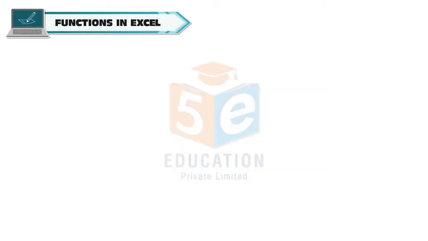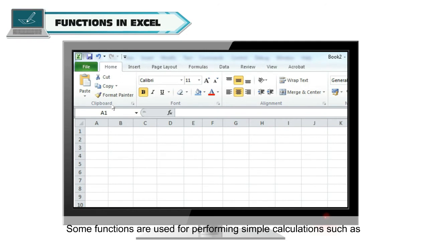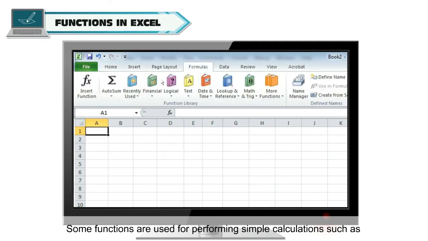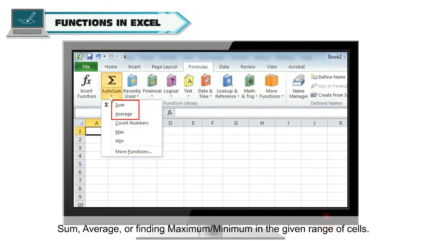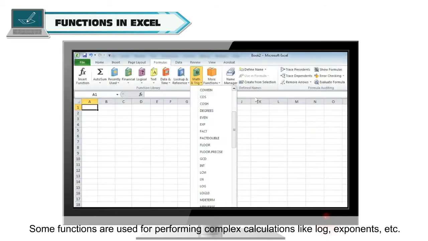Functions in Excel. MS Excel provides many predefined expressions to perform a specific task. These are called functions. Functions accept arguments and return a value. Some functions are used for performing simple calculations such as sum, average, or finding maximum or minimum in the given range of cells. Some functions are used for performing complex calculations like log, exponents, etc.